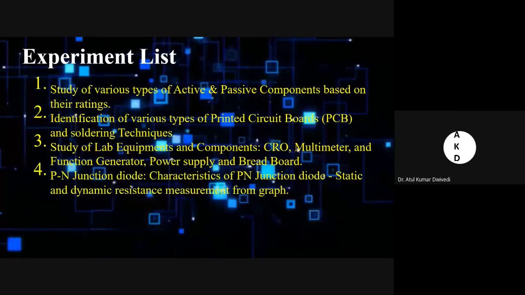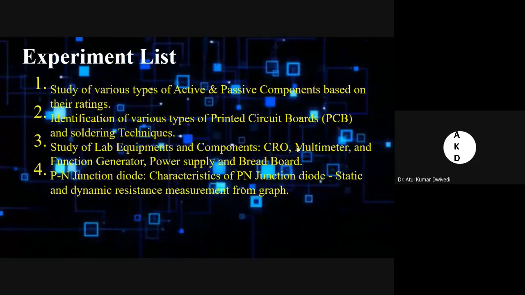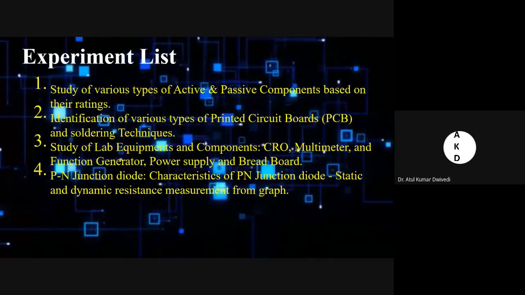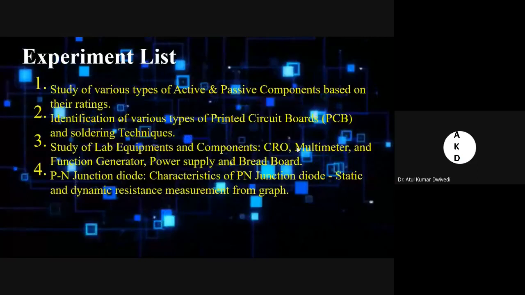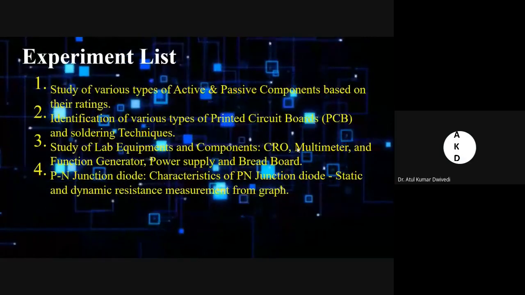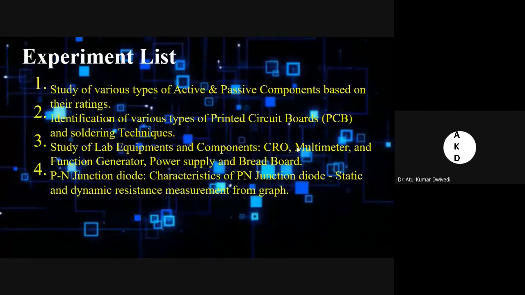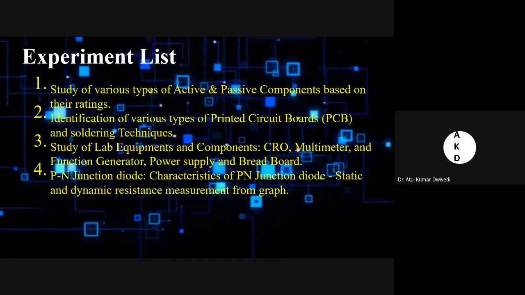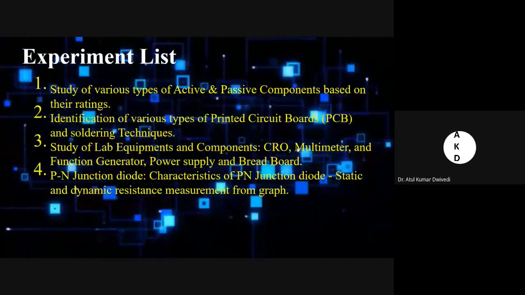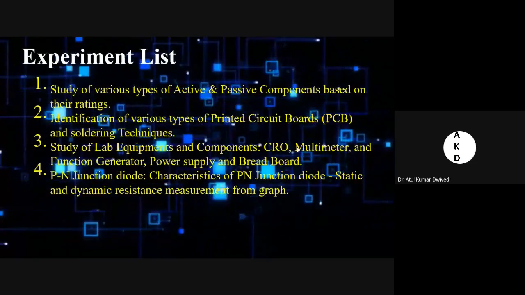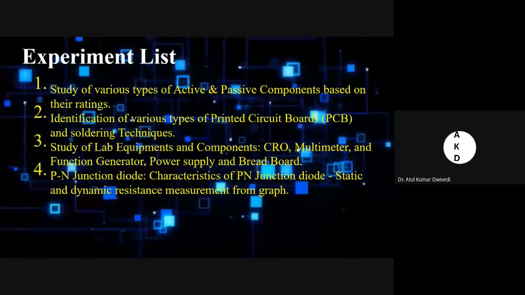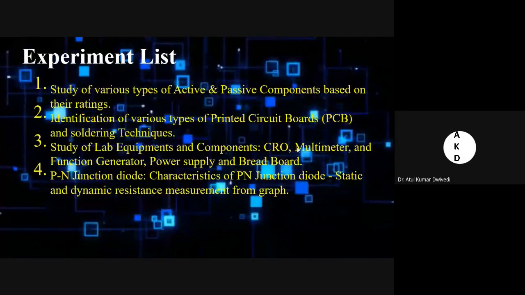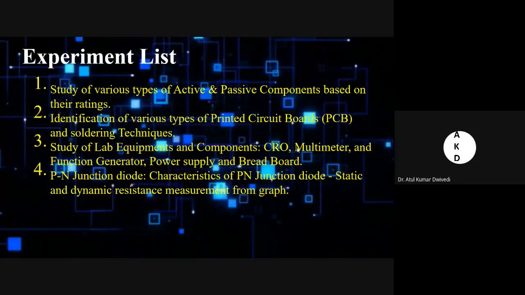The fourth experiment required in this lab is the PN junction diode. We have to draw the characteristics of the PN junction diode. By characteristics, I mean the VI characteristics of the PN junction diode. The VI characteristics is the graph between voltage and current, the input voltage and the current flowing through the diode. After drawing the characteristics, we have to calculate static resistance and dynamic resistance from the VI characteristics graph.